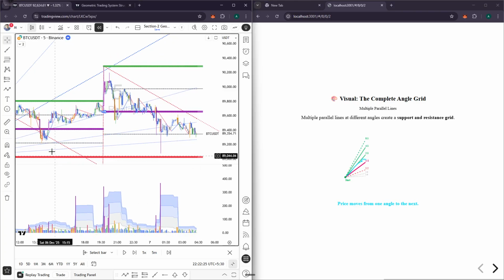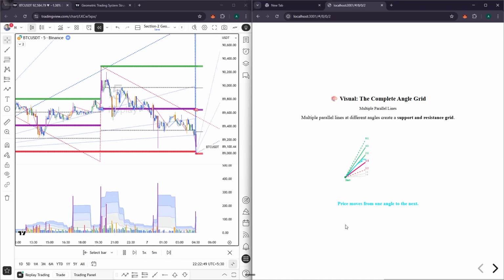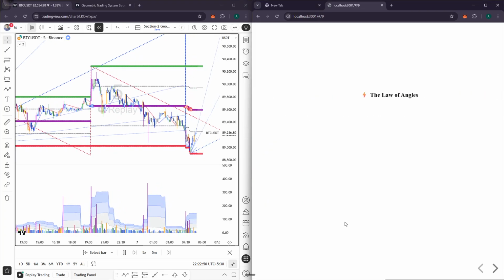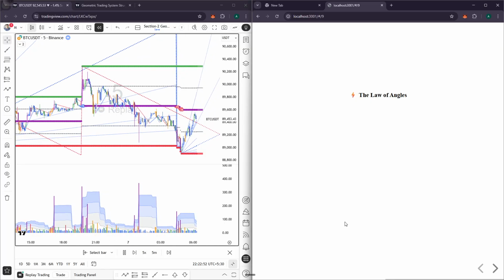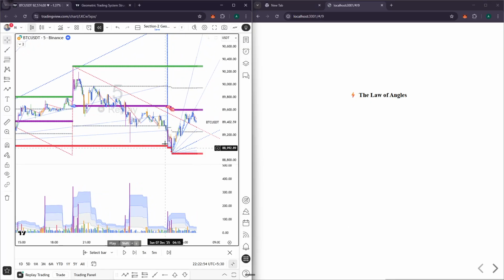You see, when this angle held, price went to the next angle, which is 1 by 1. When this one didn't hold, it went to the next one, which is half. When this one didn't hold, it closed below, came up, and then went to the next one here. So this is the 1/4 angle. And this didn't hold, so next it went to the 1/8. So yes, it moves from one angle to the next angle. And this is what the law of angle is. Let me explain that.